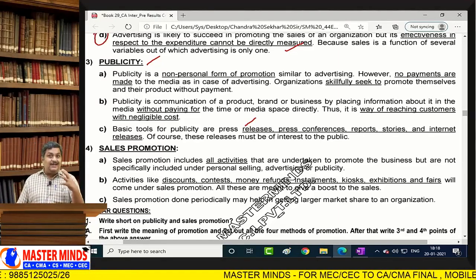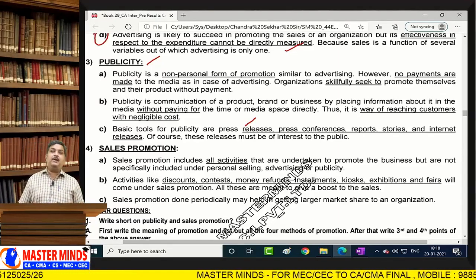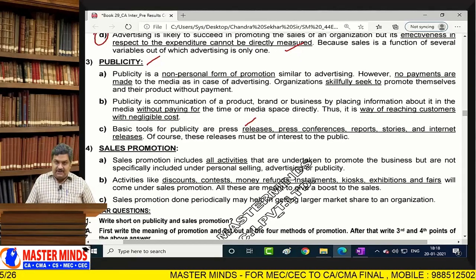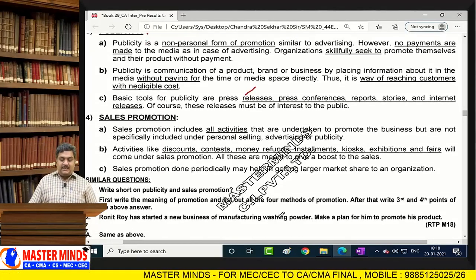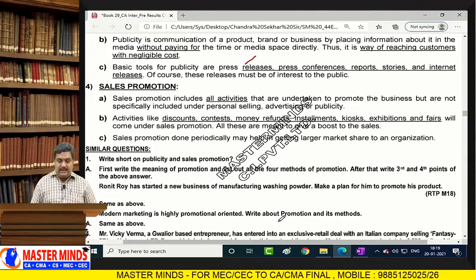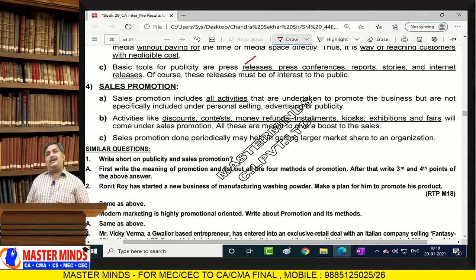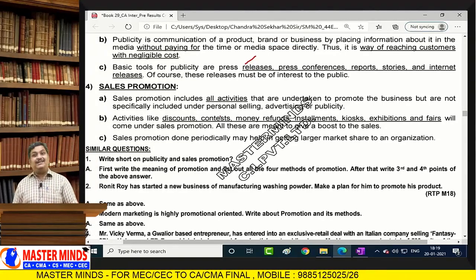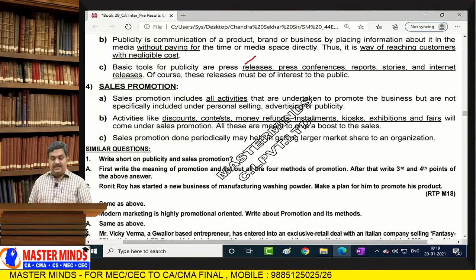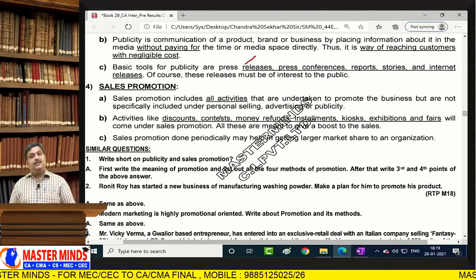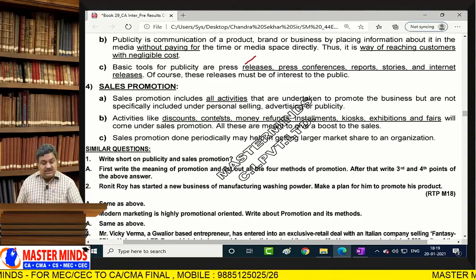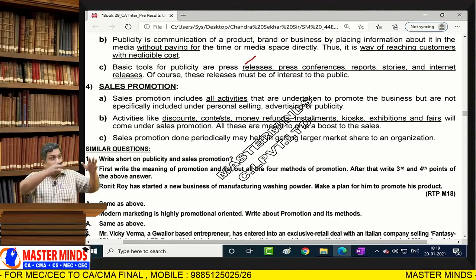If the content is not interesting, then people may not read what you publish. Okay, and the next one is sales promotion. Sales promotion is related to putting offers like discounts, contests, money refunds, offering goods in installments, and setting up some kiosks.